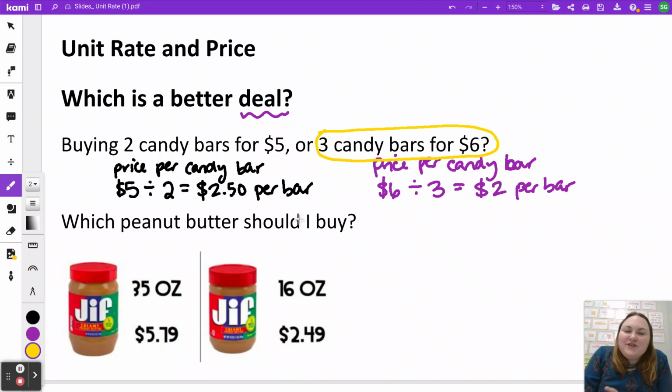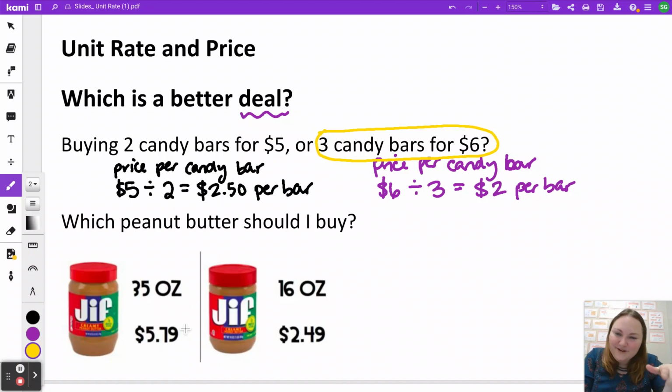Now, I know when you're shopping, there are lots of things you have to think through. I've had people say, well, maybe I just don't have $6 to spend. Maybe I only have $5 to spend. That's what I'm going to do. And that's a very valid shopping experience, right? But when we talk about better deal, what we're describing is it's a deal to pay $2 per candy bar instead of paying $2.50 per candy bar. This strategy of finding a price that's easier to compare, like the price for each candy bar, is going to be something we see throughout this lesson.